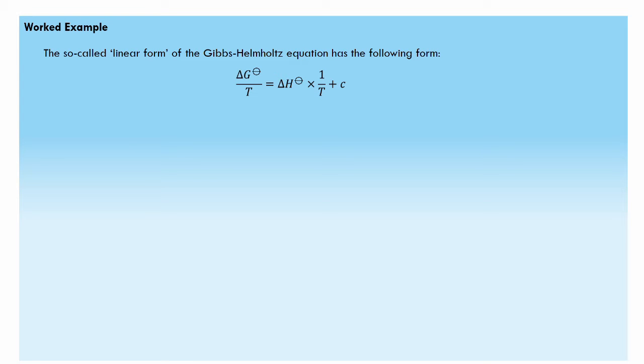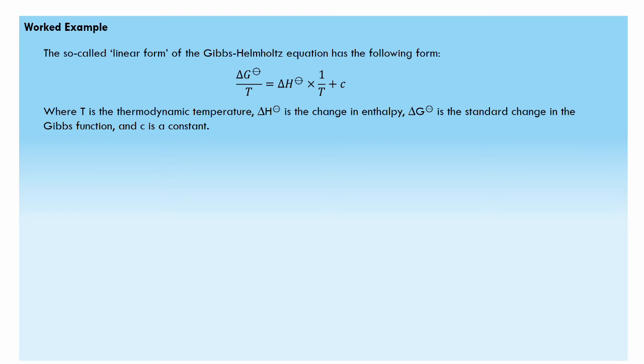So by means of a worked example then, this equation here is the linear form of the Gibbs-Helmholtz equation, and look, straight away we see that this is the linear form of the equation. T in that equation is the thermodynamic temperature, delta H is the change in enthalpy, and delta G is the standard change in the Gibbs function, while C is a constant. Don't worry about the equation. It's not important that we understand the parameters in the equation. It's important that we look at the form here.